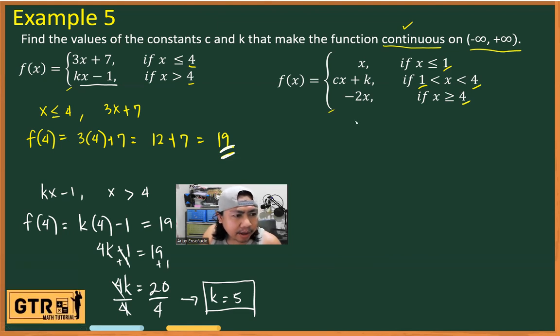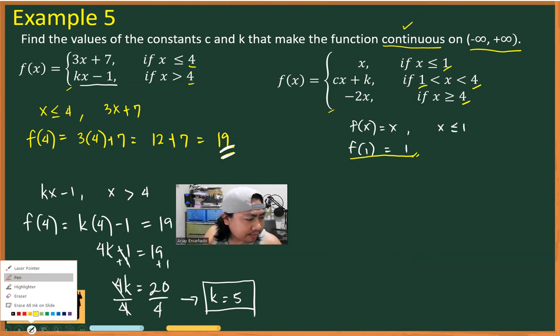So we have f of x equals x when x is less than or equal to 1. So therefore, we have f of 1 is equal to 1. Okay? So this is for the first. So we have f of 1 equals 1.